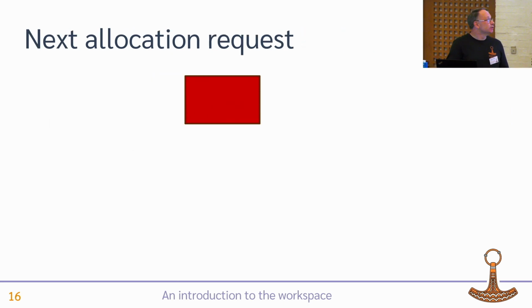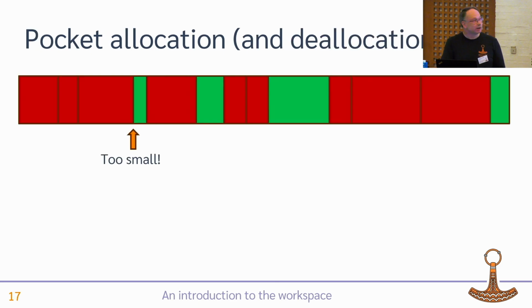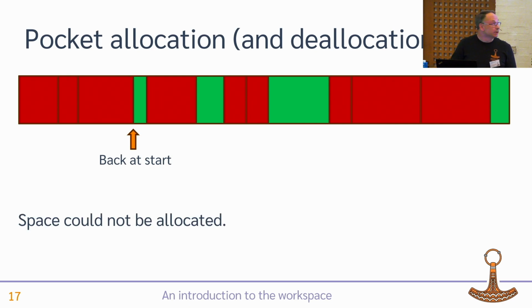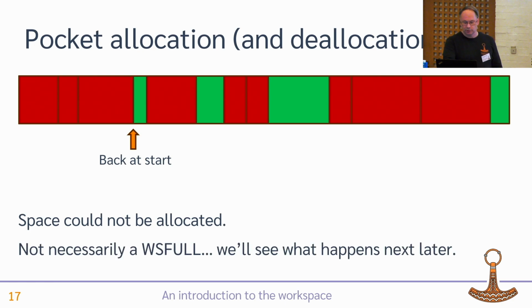So let's assume that we want another pocket that happens to be of this size. Well, you might be able to work out what's going to happen here. I go, oh, there's some space, but it's not big enough. So I go on, that's allocated, that's not big enough, that's allocated, not big enough. We go all the way around until we get back to the beginning. And we haven't been able to find anywhere for this. So we couldn't allocate any space for that pocket, so we're in trouble. But it's not yet necessarily a WS FULL. So what happens next I'll come back to, because I need to explain some other stuff first.